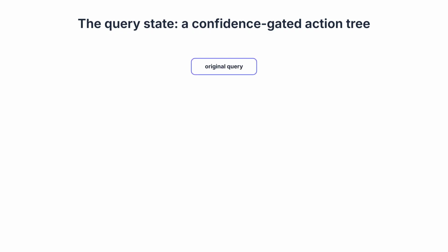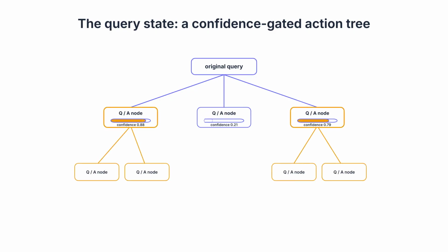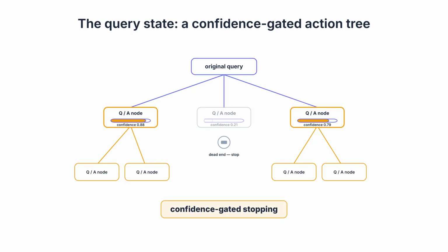What stops Drift from looping forever? A query state and action tree. Drift keeps every QA pair as a node carrying a confidence value. High-confidence nodes are worth expanding, so it branches further there. Low-confidence ones are dead ends, so it stops. Expansion is confidence-driven, not blind. A focused detective, not someone pulling random threads till time runs out.